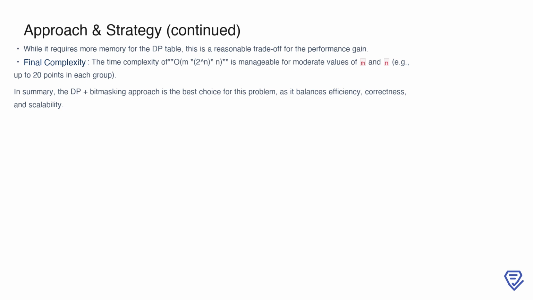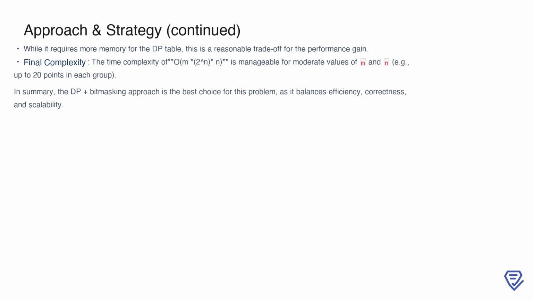The dynamic programming with bit masking approach is the best choice for solving this problem. While it does require additional memory for the DP table, this trade-off is worthwhile given the significant performance gains. With a time complexity of O(m * 2^n * n), this method is manageable for moderate values of m and n, such as up to 20 points in each group. This balance of efficiency, correctness, and scalability makes it the optimal solution.